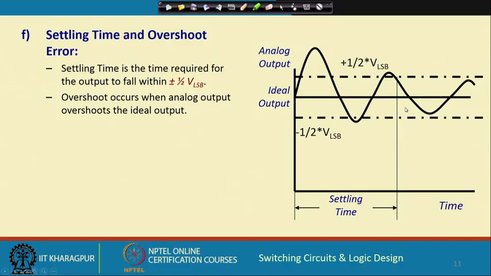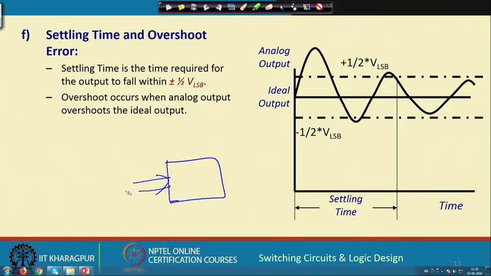And the last kind of error I will talk about is settling time and overshoot error. Settling time says, when you have a DA converter, you are applying a digital input D and you are getting an analog output V out. As soon as you give the value of D, the output is not obtained instantaneously. There can be a delay before the output stabilizes. This is called settling time, and during settling time there can be an overshoot.